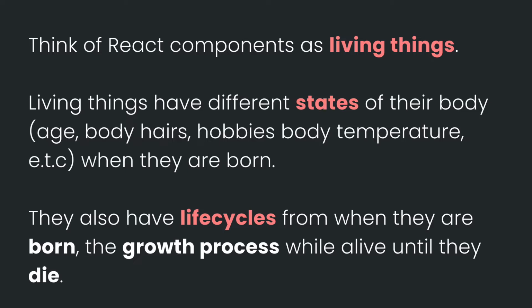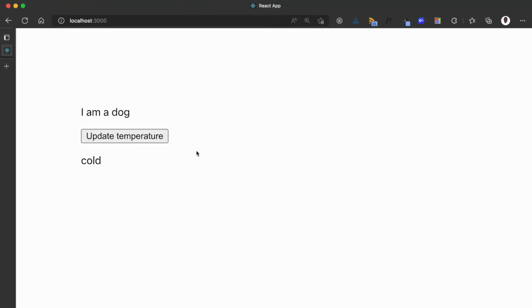At different points in their life, right from when they are given birth to, they have different states of their body. And apart from the states, they also have different life cycles. The life cycle starts from when they are born right to when they die, and there are so many life cycles, so many growths that occur even while they are alive. So how does all of this apply to React components?